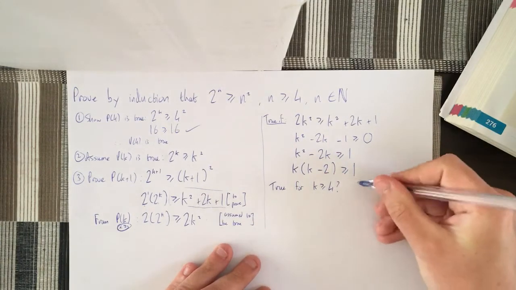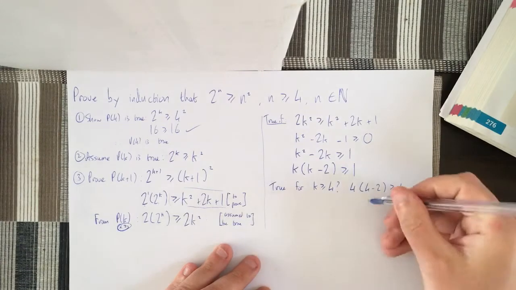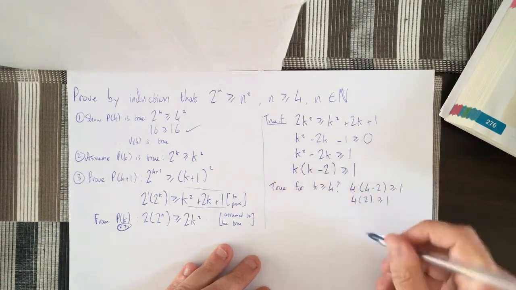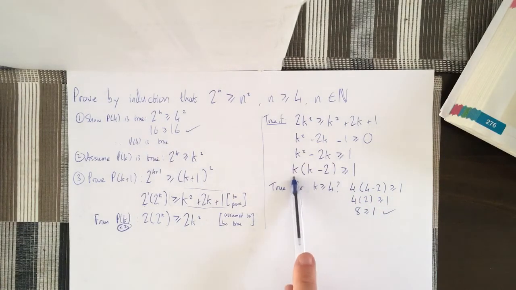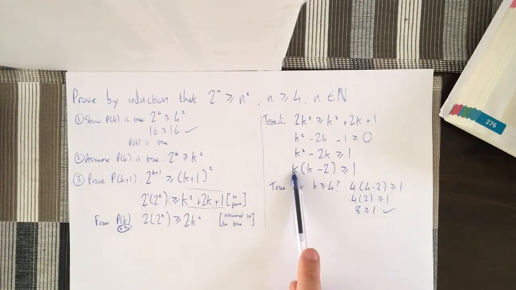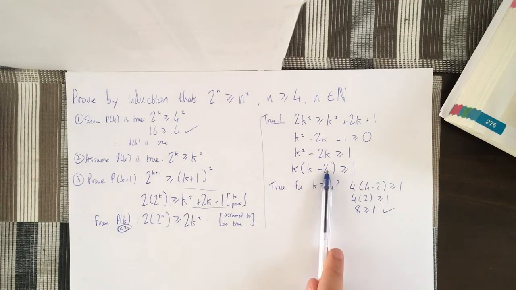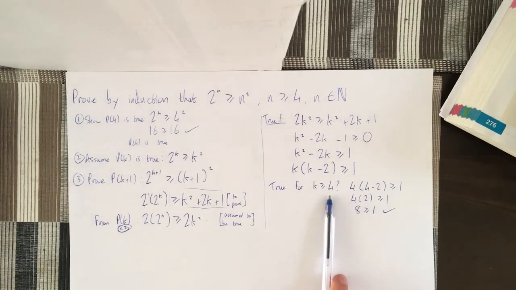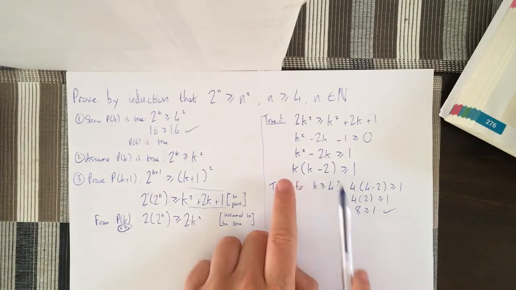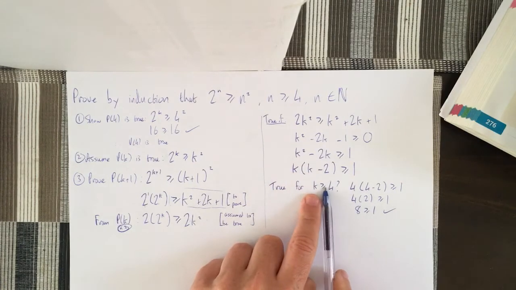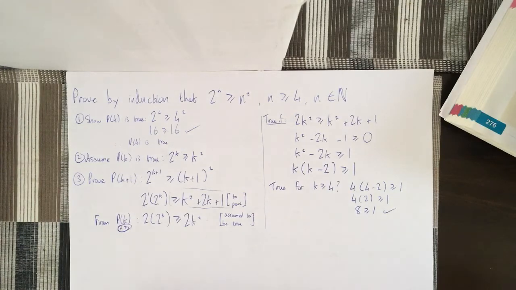Well, let's sub 4 into it. 4 times 4 minus 2 is greater than or equal to 1. 4 times 2 is 8, which is obviously correct, since 8 is greater than 1. The k is only getting bigger as you sub in 5, 6, 7, 8, and k minus 2 is only getting bigger too. So there's no way for this number to get any smaller than 8. So this absolutely is true for k at least 4, which means overall the entire thing is true for n greater than or equal to 4.